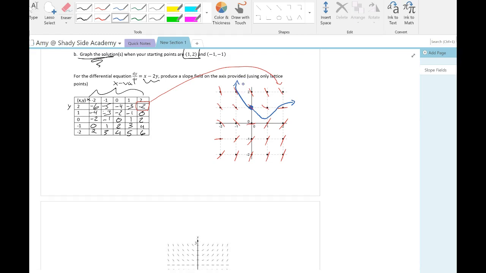So that's part one. Try to do a couple on the slope field explained worksheet that you have.